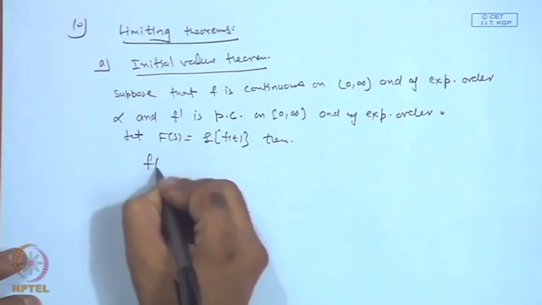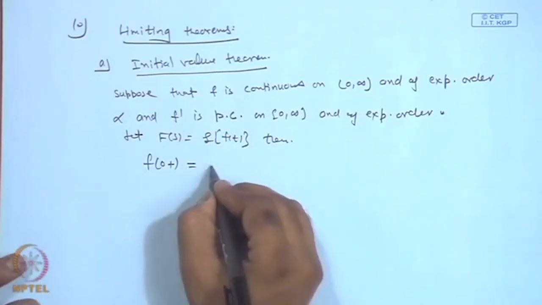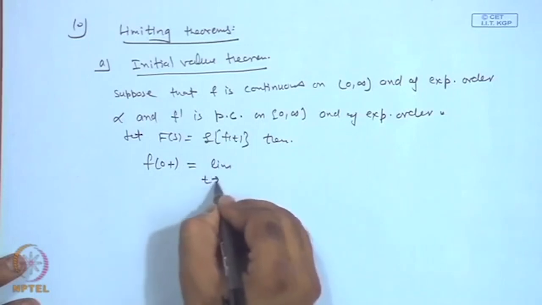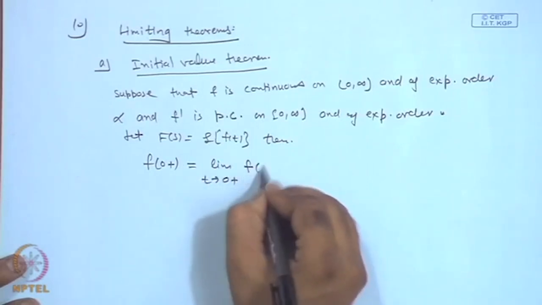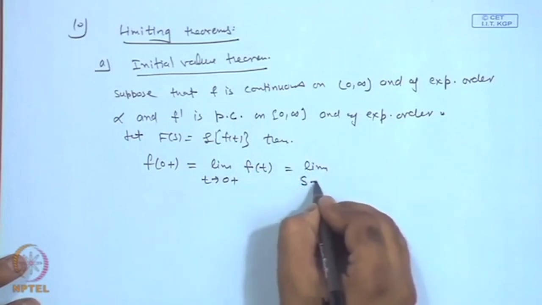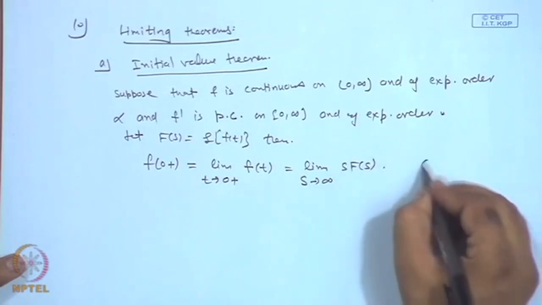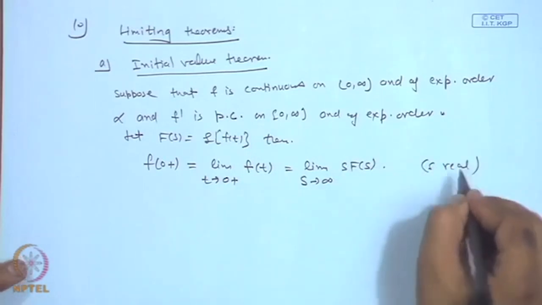then f(0+), the right limit of f at 0, which is just the limit as t approaches 0 from the right side of f(t), is the limit as s goes to infinity of s F(s), and this is for s real.